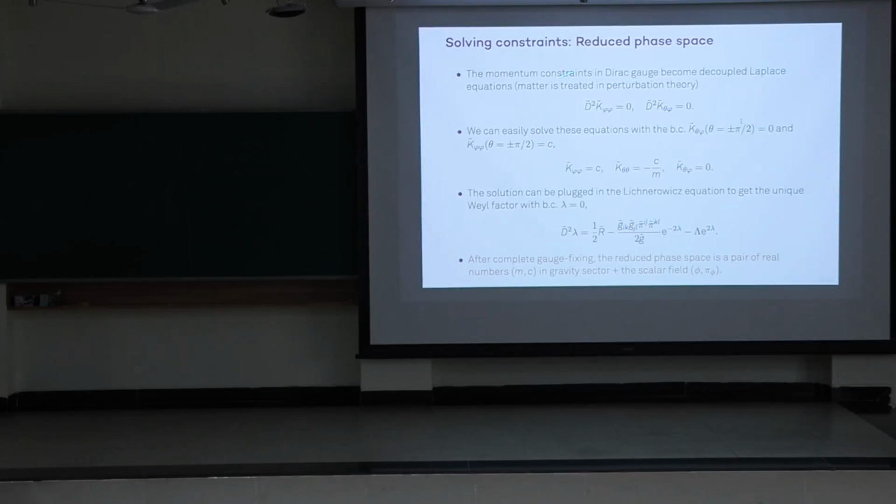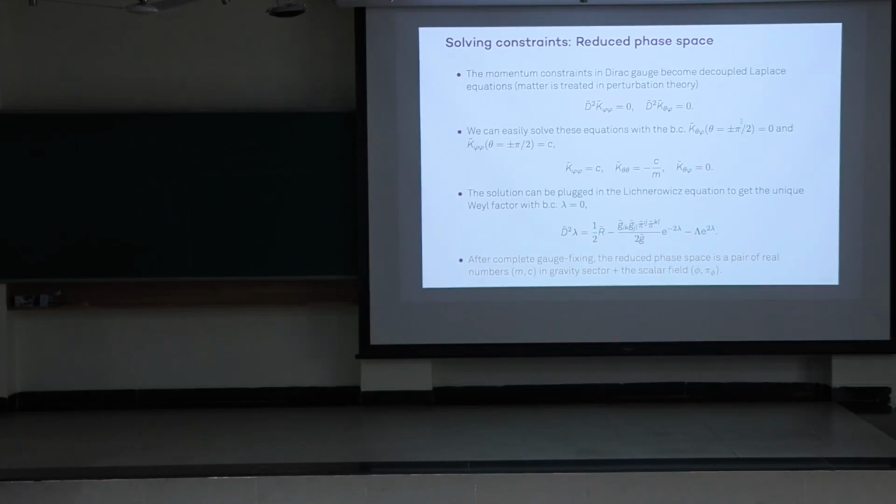Okay, so once you fix the Dirac gauge and the maximal slicing gauge, you can solve for the constraints. From now on, we'll treat the matter in perturbation theory with the following boundary conditions, which are relevant for the BTZ black hole. These become decoupled Laplace equations. You can solve them simply. Once you have this solution, you can plug it back to get this Weyl factor lambda.